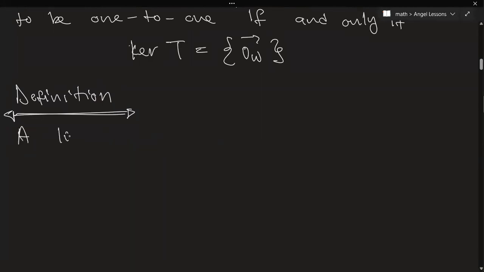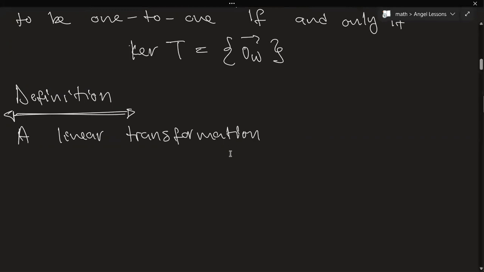A linear transformation. Sorry, just a quick question. One-to-one means that for every X value, it only maps to one Y value? Yes. And vice versa. For every Y value in the codomain, it only maps to one X value in the domain, sorry.